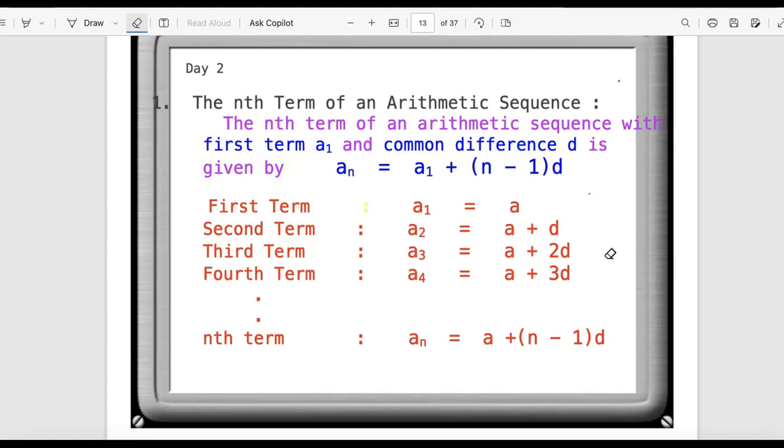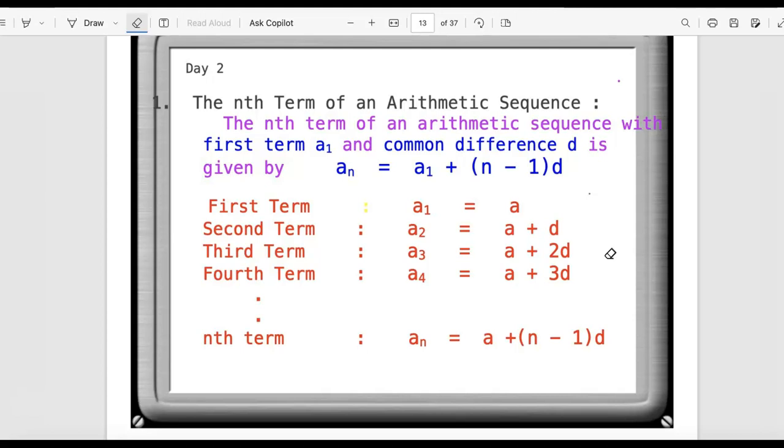This is the definition of the nth term of an arithmetic sequence. The nth term of an arithmetic sequence with first term a1 and common difference d is given by a sub n is equal to a sub 1 plus parentheses n minus 1 times d.